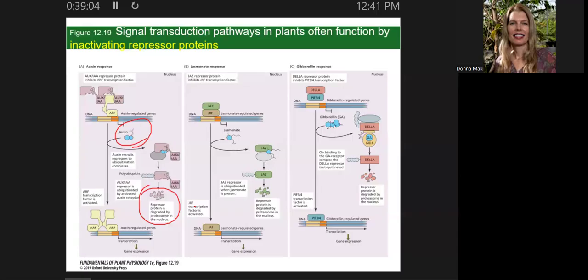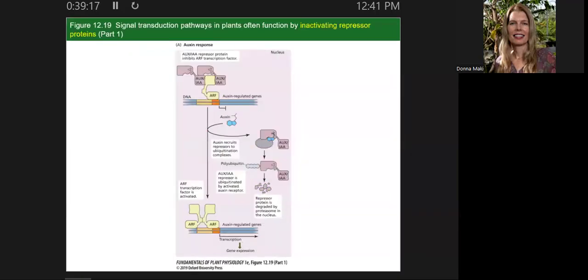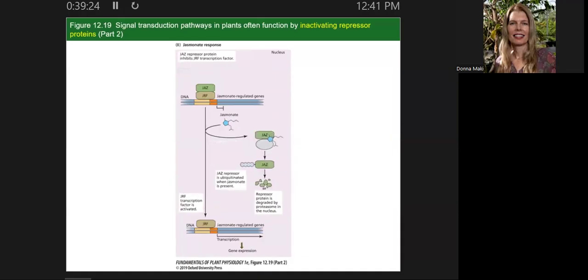So I'm not getting into the detail of exactly each process. These are 3 different examples with auxin, jasmonate, and gibberellin. And then these are blow-ups of that slide. This is just auxin, so that's the one we were focusing in on just now. And then there's jasmonate. But again, it's the same basic idea. The presence of the hormone ultimately gets rid of that repressor protein. And then that section of DNA can get turned on.